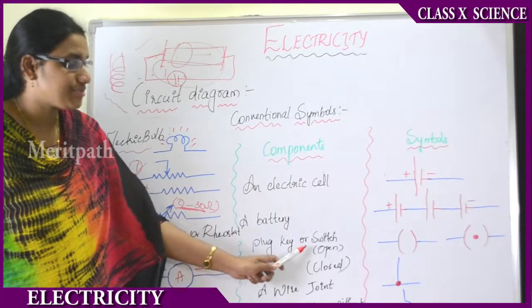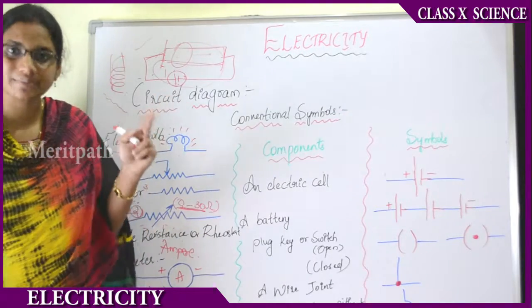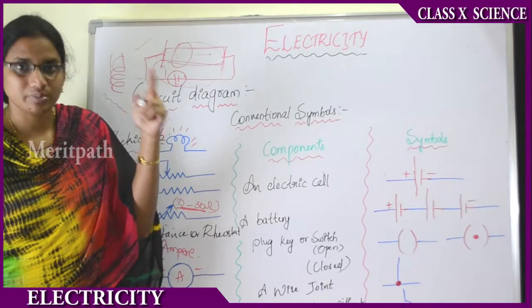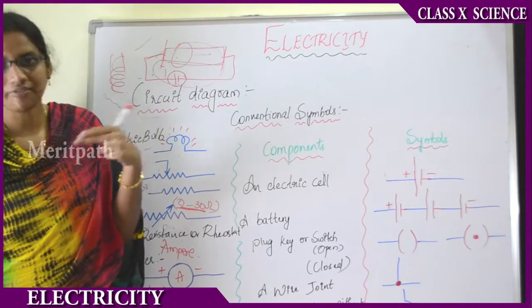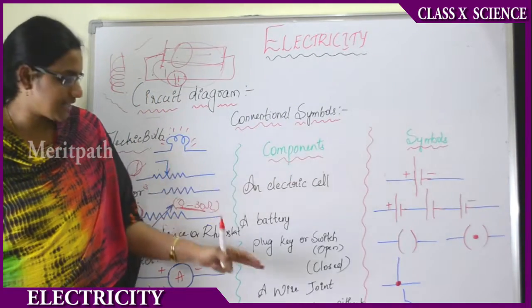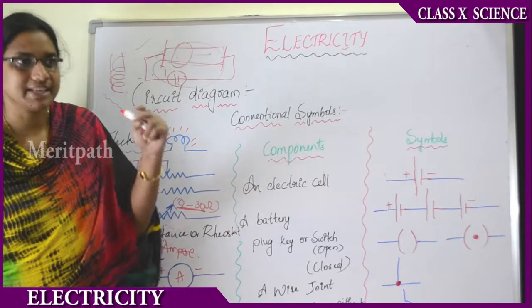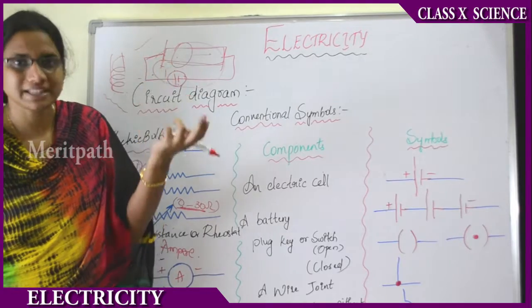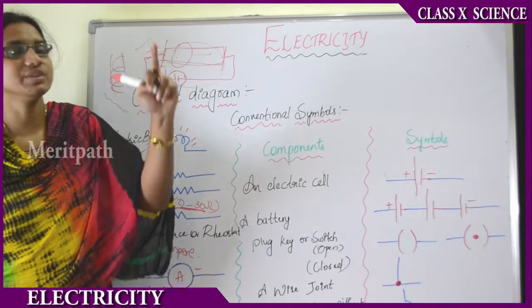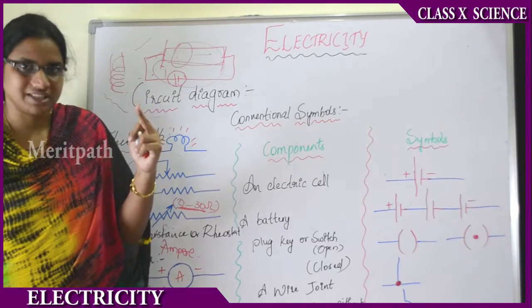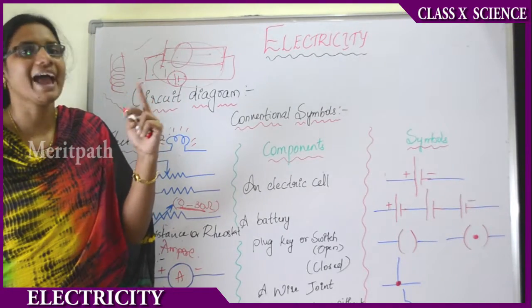And plug key or switch, you can observe it in your daily life at home also. Switches you will be using for on and off purposes of electrical connections, that is open switch and closed switch. There are two types: if it is an open switch, we will say it is in the switch off condition. See, in our home we will be seeing the switch. It has two positions, on and off.